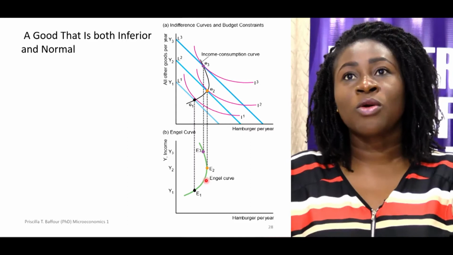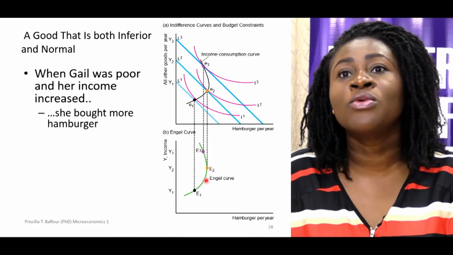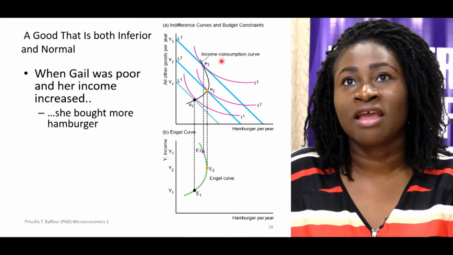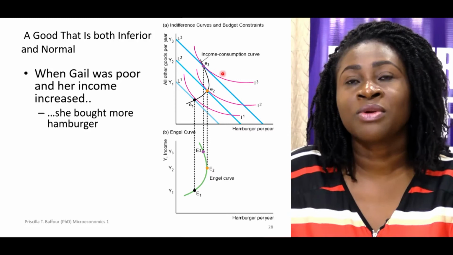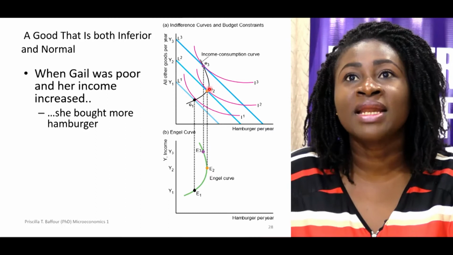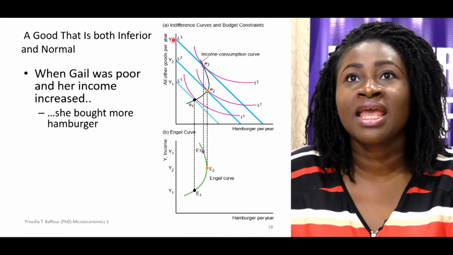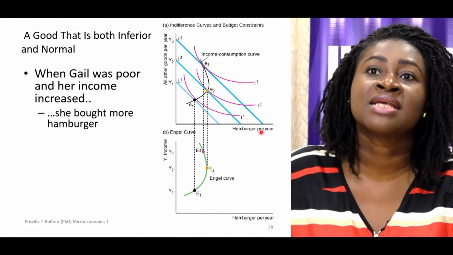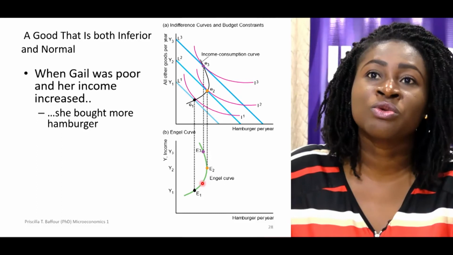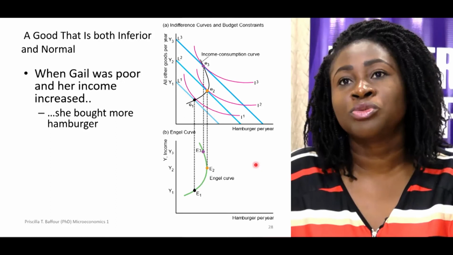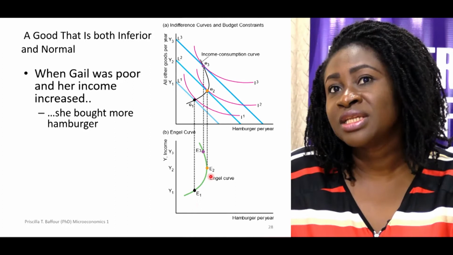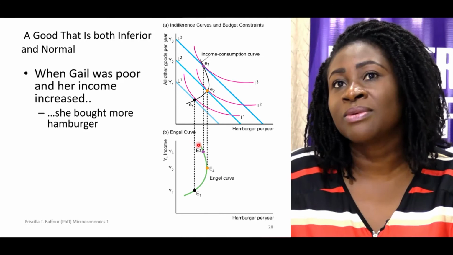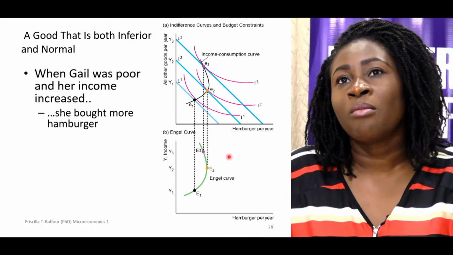For the income consumption curve, a normal good will have an upward sloping income consumption curve. But for an inferior good, it will be a backward bending income consumption curve. Why? Because when Gail's income increases to Y3, look at the consumption. He is now cutting back his consumption of hamburgers, so hamburgers become inferior to him as his income increases. When you trace those points, you get a backward bending Engel curve, showing that in the upward section hamburgers were normal goods, but the moment it begins to turn backwards, the consumer is consuming less because they have more income. So hamburgers become inferior to him.